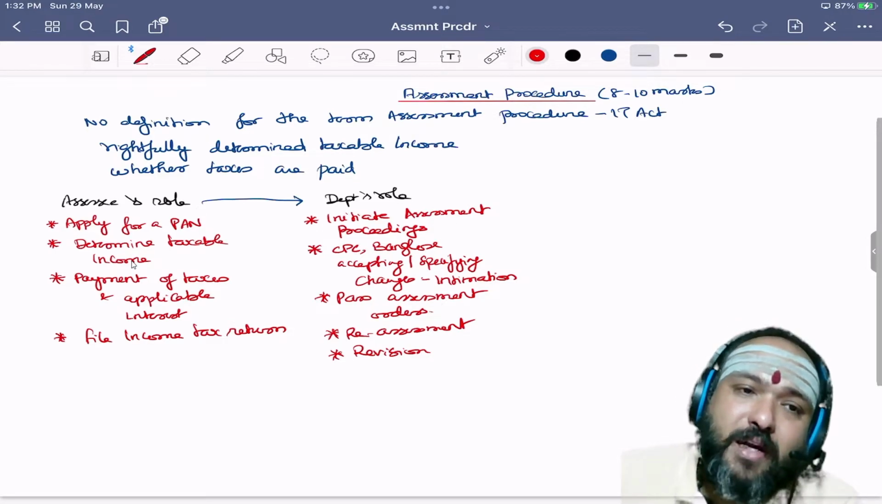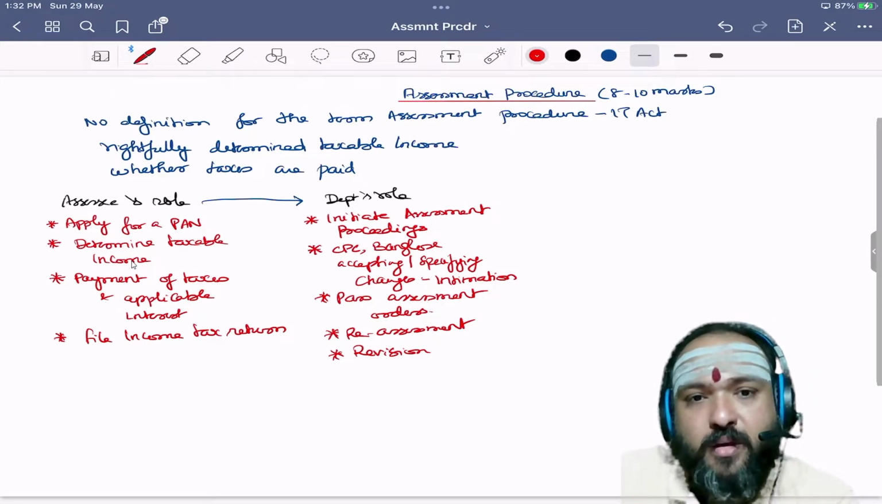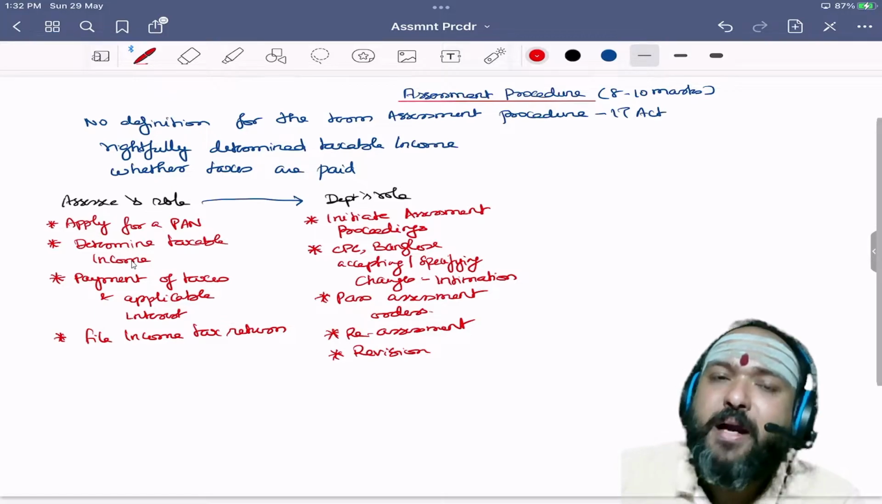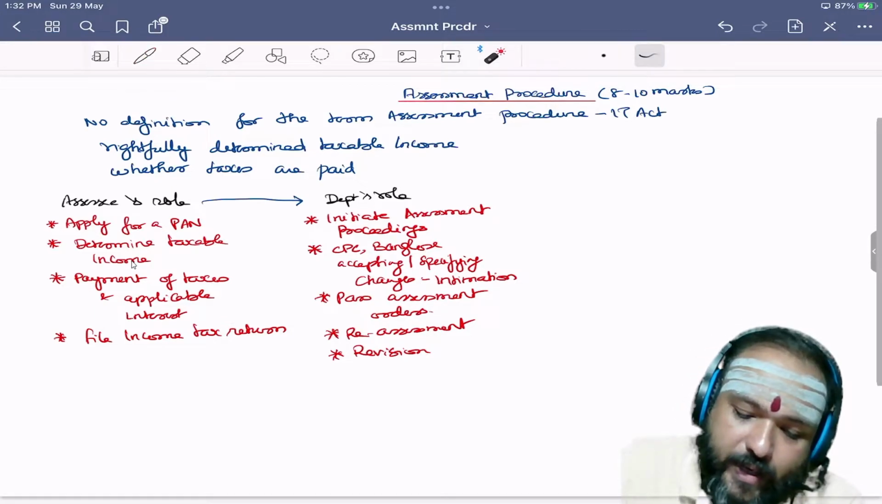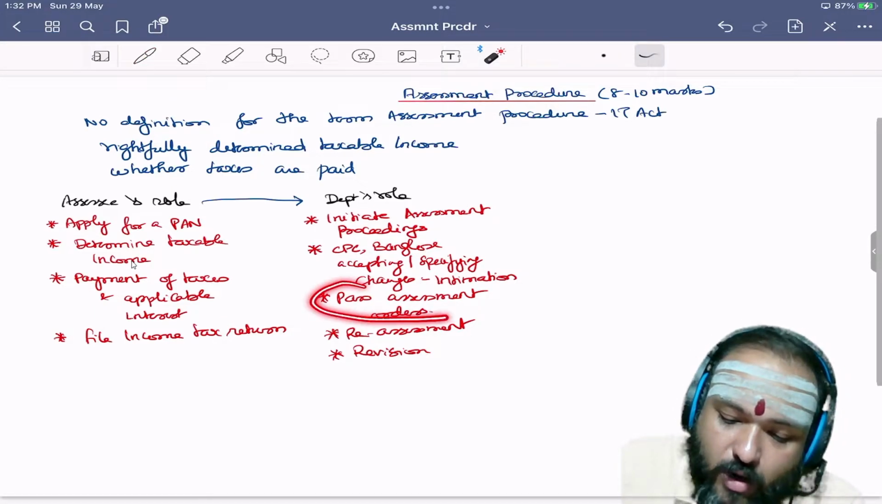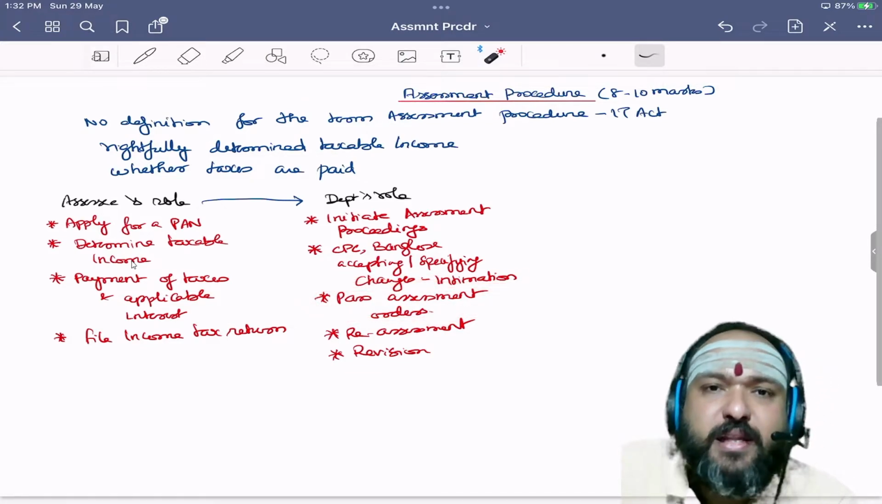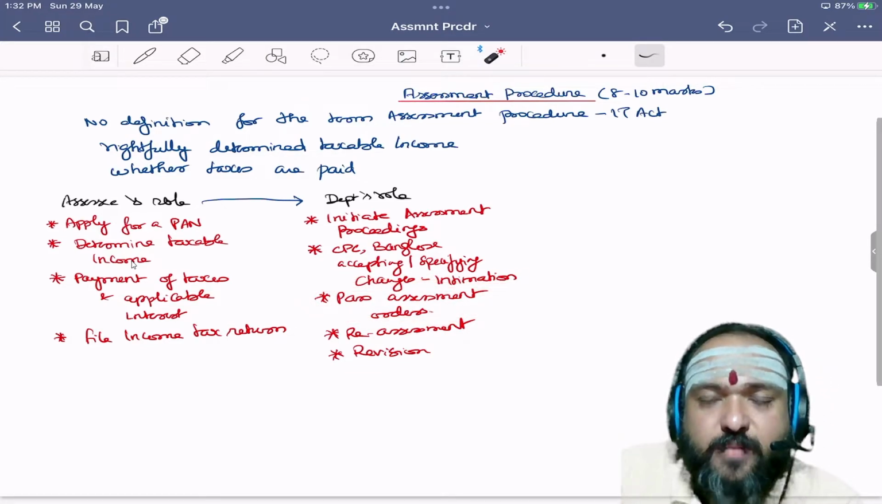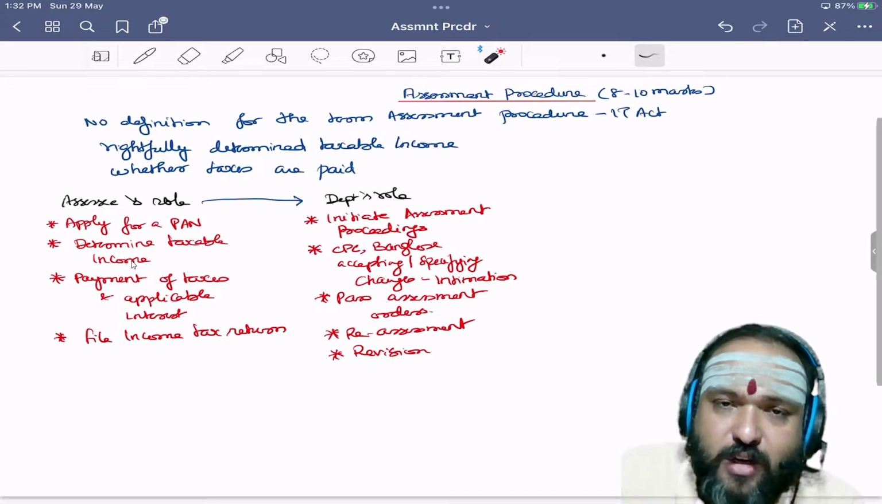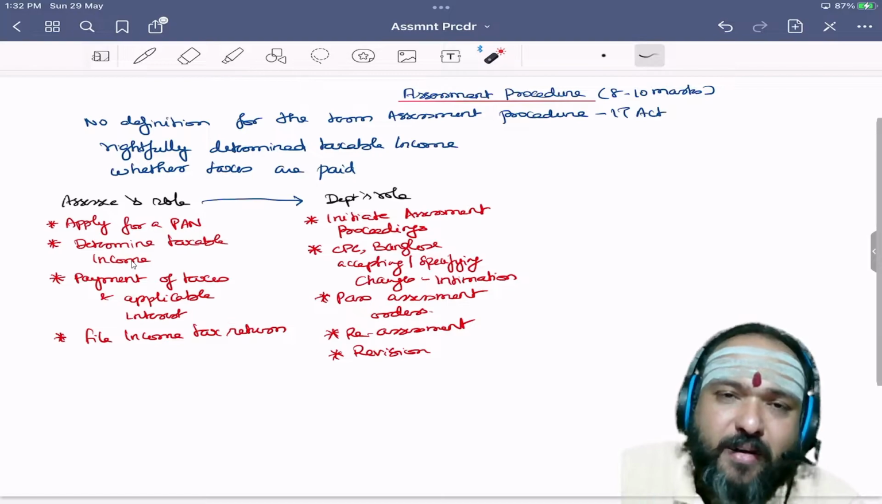So what can the department do? What can the assessee do? Now, department has passed an order. So at this point, they have passed an assessment order, and you feel that something is a blatant mistake. You have paid tax of 10 crores, but they have considered only 4 crores. So this is a blatant error, mistake.